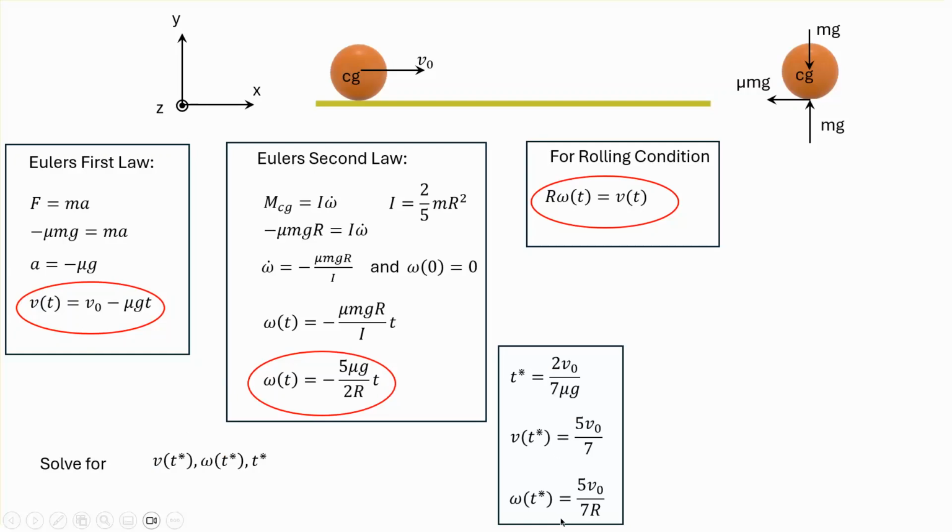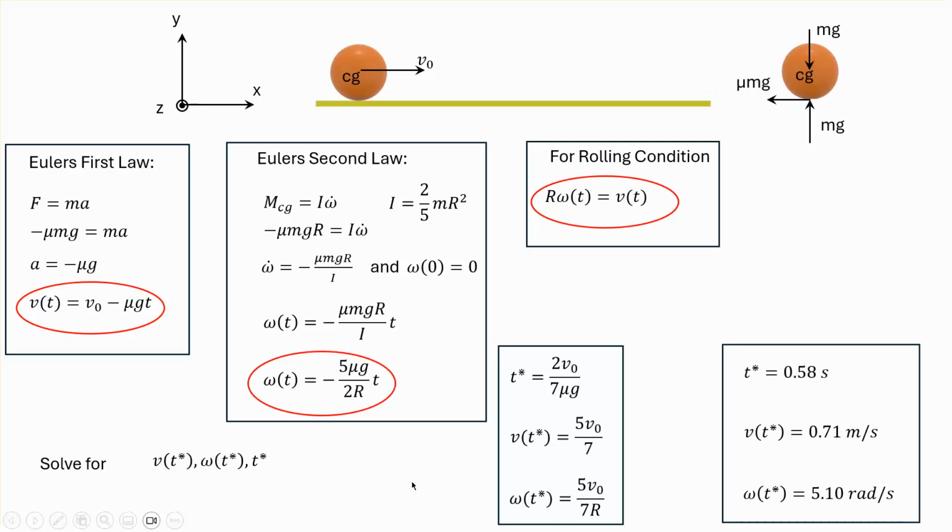Okay, now this is going to be the time, this is the velocity when the rolling begins, etc., and it's the angular velocity when the rolling begins. Now for the data that I provided for you, we're going to get the time that it begins to roll is roughly half a second, and at that instant the velocity is 0.71 meter per second, and the angular velocity is 5.1 rad per second. So we're going to be comparing our results against these numbers in 3D experience.